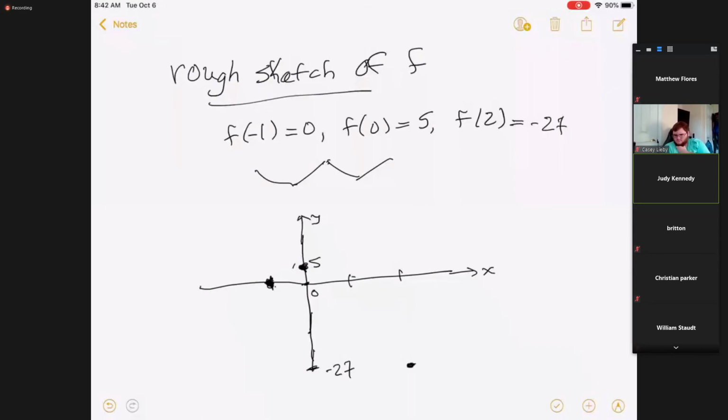But what have I got? F is decreasing over here. Then F increases, up to, oops, doesn't go down below 0 there. It goes back up to level 5, and then it starts decreasing again, and then it starts increasing again. So that's a very rough sketch of the curve. And we got all of that information about the function from the first derivative. Questions?